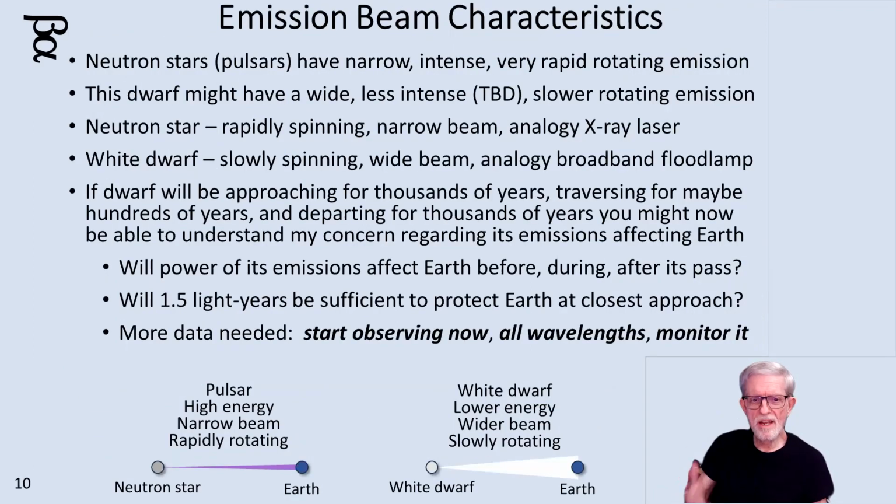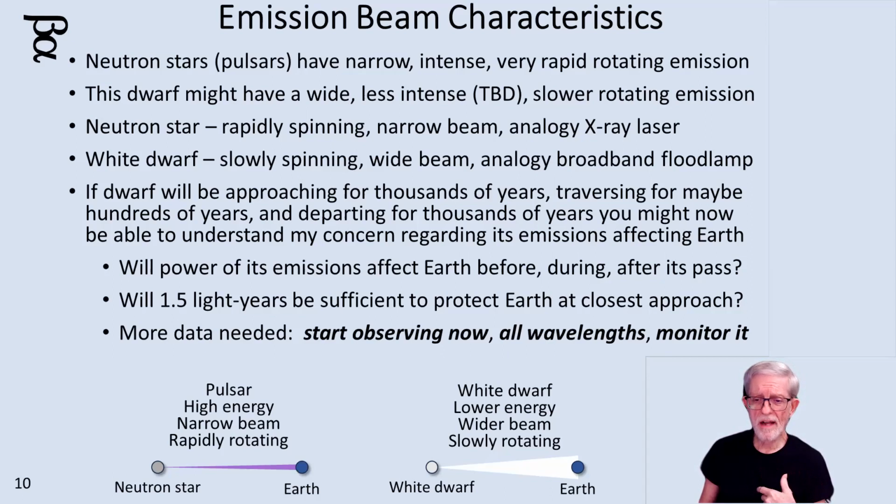Now, the emission beam characteristics of your typical pulsar are narrow and intense, and they're typically far enough away from Earth that we don't really care. They're rapidly rotating. This thing is going to be traversing our Oort cloud, so it is eventually going to get within about 1.5 light years of Earth. It may be that its beam width may be much wider and it's much slower rotating. If you think of a neutron star as kind of an X-ray laser at a very long distance, this thing is more like a broadband flood lamp that's close to us.